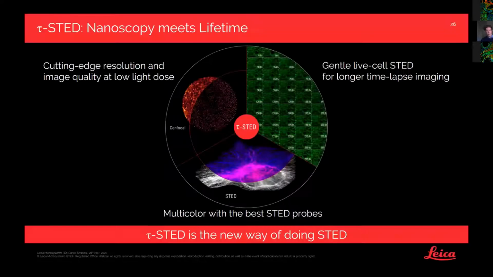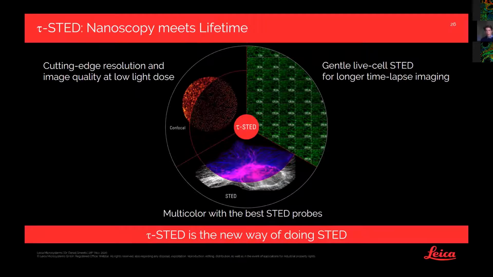And this is what we now call Tau-STED. So this is the combination now of our FALCON module onto our STED systems. It will give you three main advantages. First is that you, by doing this, can improve the resolution, or you could at the same time also lower your laser powers by around a third and still get the same resolution improvement.